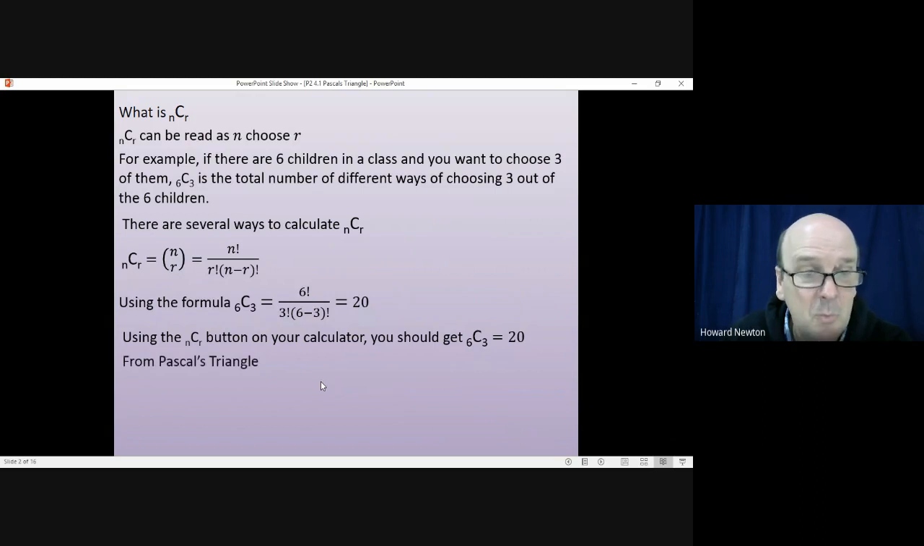There is a third way of calculating nCr, which for the binomial expansion can be very useful indeed, and it uses Pascal's triangle. What's Pascal's triangle? Well, it begins like that. Each number is calculated by adding the 2 numbers directly above it. So the 3 here is 3 because you do 1 plus 2. The 2 here, 1 plus 1, gives you the 2.